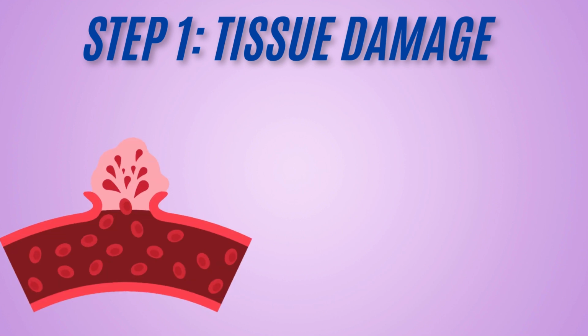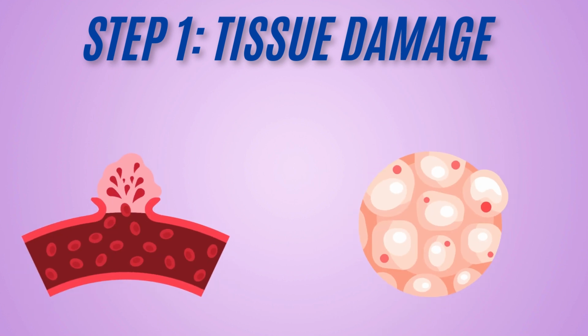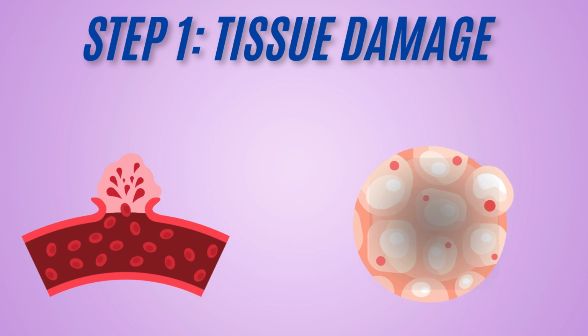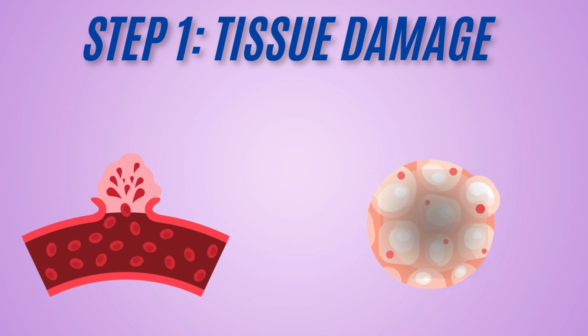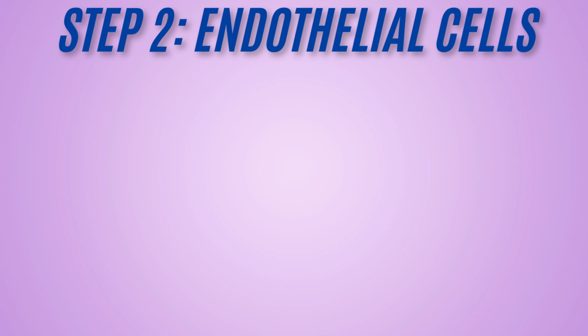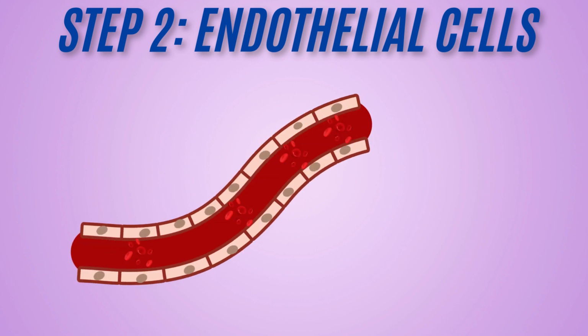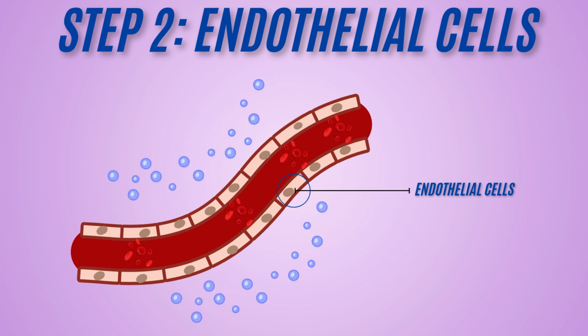Extrinsic pathway process. Step 1. Tissue damage. When a blood vessel is injured, the tissue around the wound is damaged. This triggers the extrinsic pathway. Step 2. Endothelial cells. The endothelial cells lining the blood vessels release substances in response to the injury.